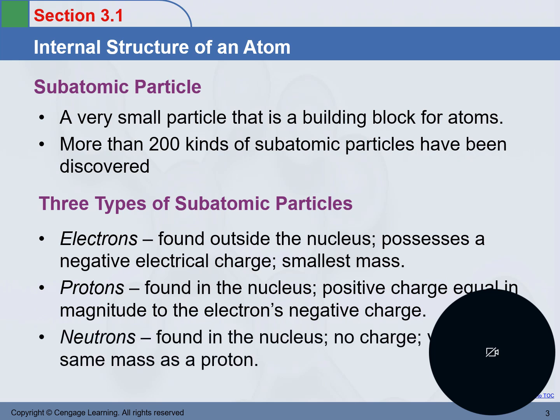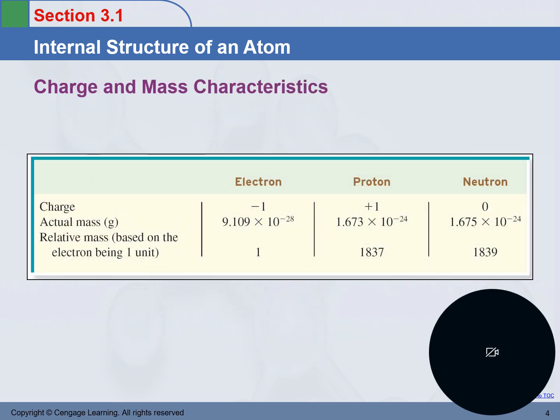And the last piece of the puzzle was the neutron, discovered by James Chadwick. This is also found in the nucleus. There's no charge, but it does have an equal mass to that of the proton. Here is just a nice chart showing you the relative charges to one another, relative masses to one another, and the actual masses of the different subatomic particles.